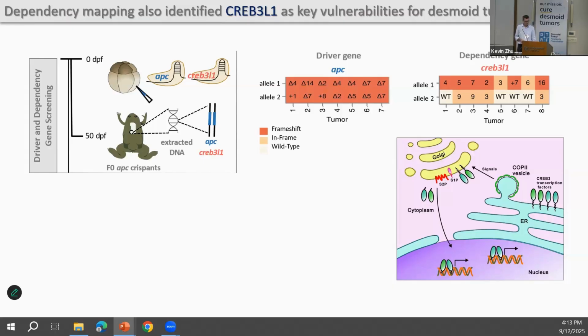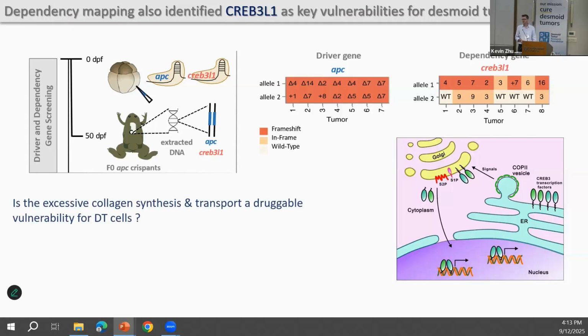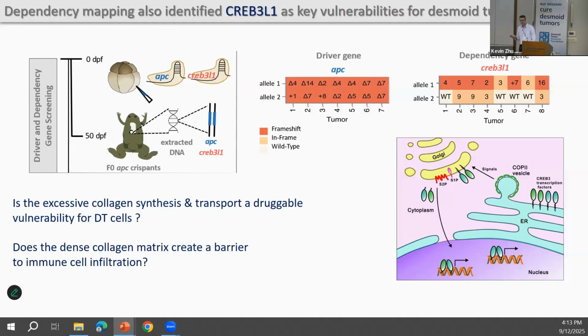So this got us really interested in the idea: what does collagen do? Does it maybe also create a vulnerability? The cells have to deal with a lot of synthesis and secretion of collagen through the ER and the Golgi. Can this be exploited as a vulnerability if we interfere with the transport? And does the collagen matrix maybe create a barrier for the immune system? These are the questions that we want to address.